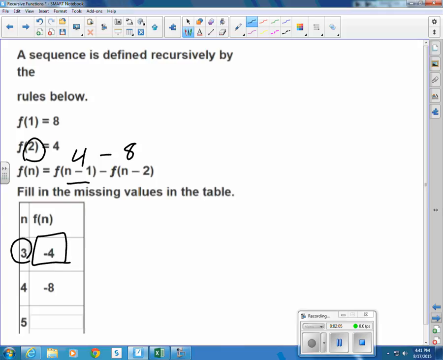And so now to get my fourth one, I go to the third one, which is negative 4, and I subtract the one before that, which is a 4. Negative 4 minus 4 is negative 8.